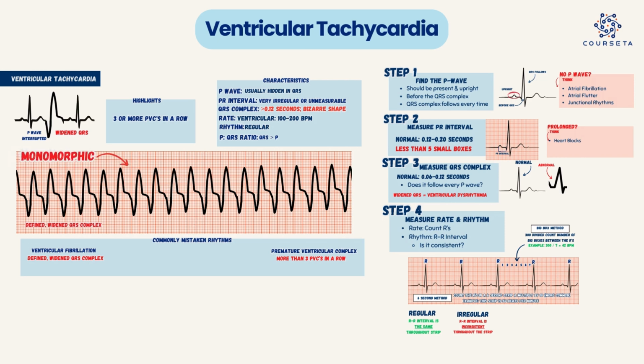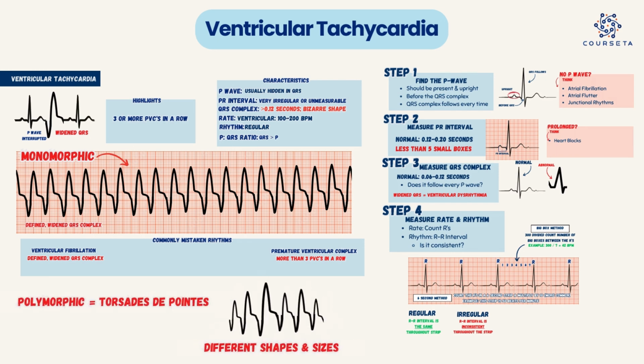Monomorphic versus polymorphic. Monomorphic means one, right? So we know that there is one type of widened QRS complex. So this example is a monomorphic ventricular tachycardia because all of those widened QRS complexes look the same.